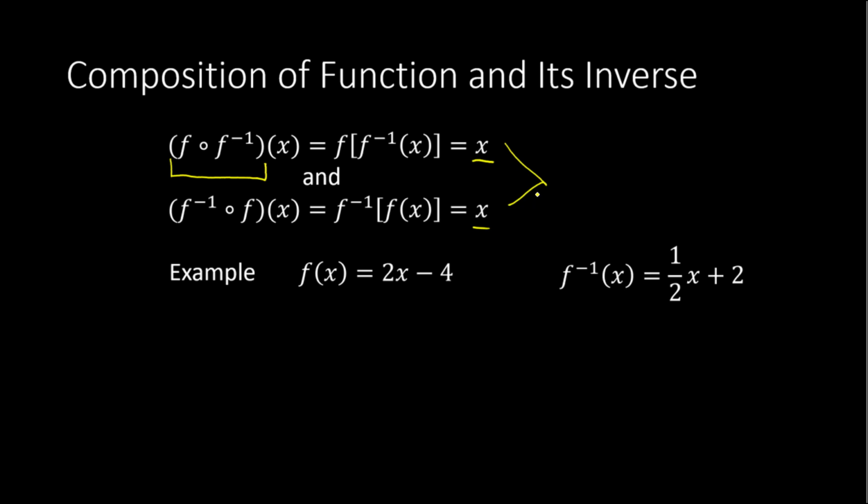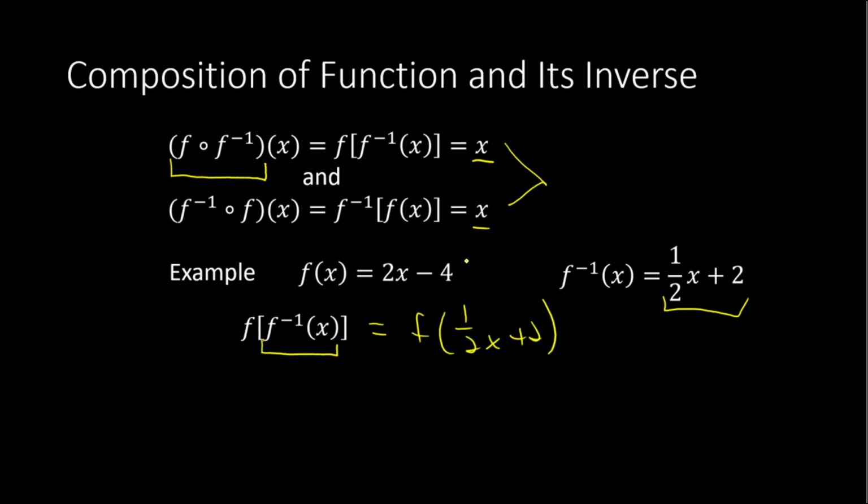Here we have f of x equals 2x minus 4, and the inverse of f of x equals 1/2 x plus 2. All right, well, if you compose them, so you take the composition of those two functions, let's see what we get. So we take the inverse of f of x, which is the 1/2 x plus 2, you plug it in there, so now we have f of 1/2 x plus 2.